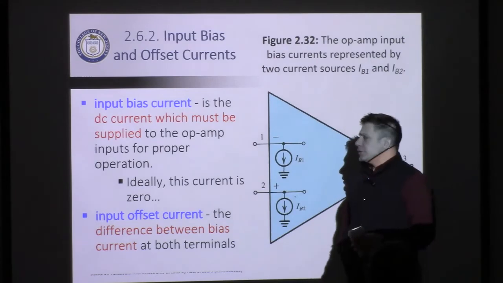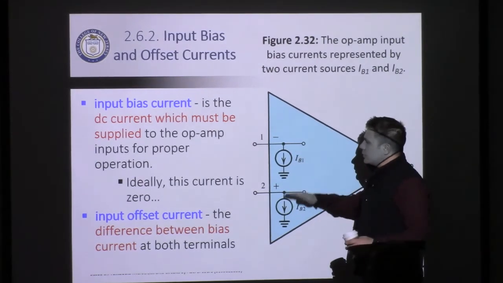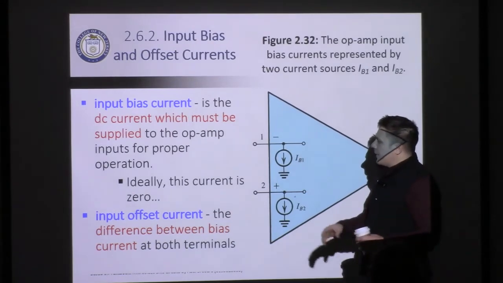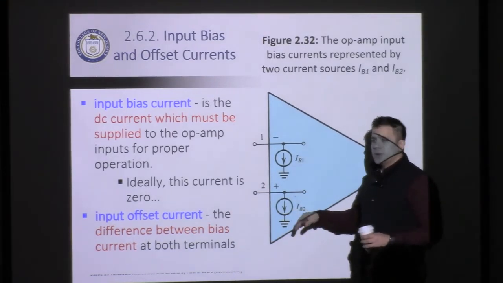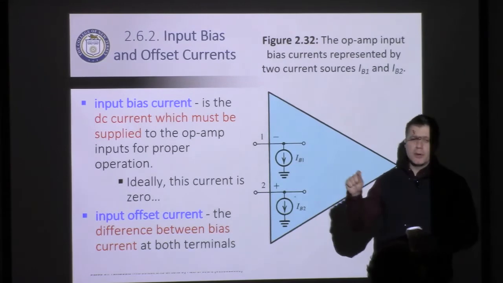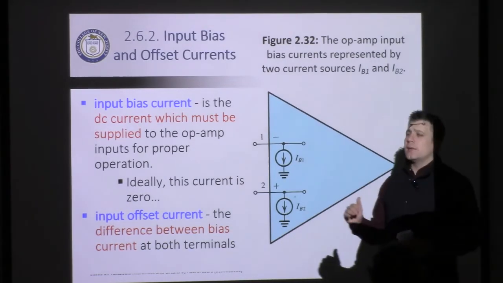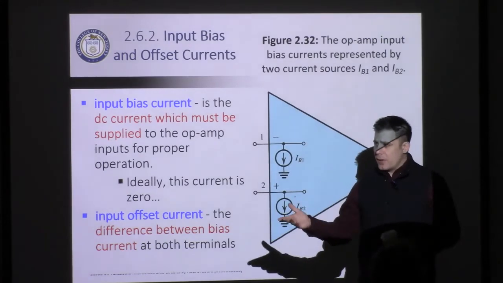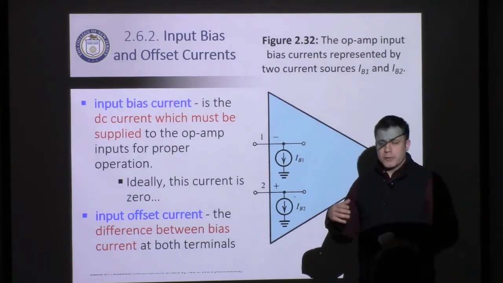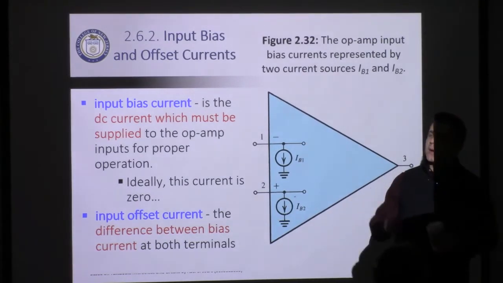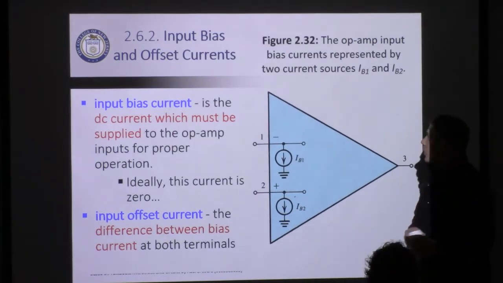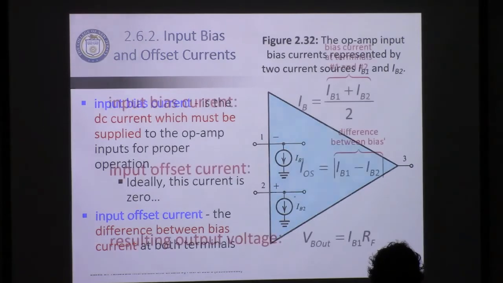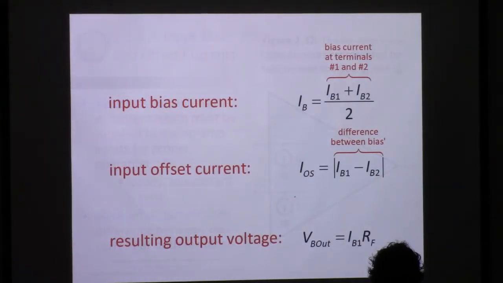No. So the amount of current that's consumed here is referred to as the bias current, and then the difference between the two is referred to as the input offset current. So you sort of have two levels of imperfection. You have the bias current, which ideally should be 0, and then you have the offset current, which ideally should be 0, meaning that the two biases are equal to one another. So these equations here describe the relationships between those.